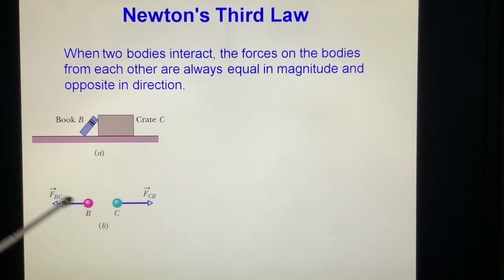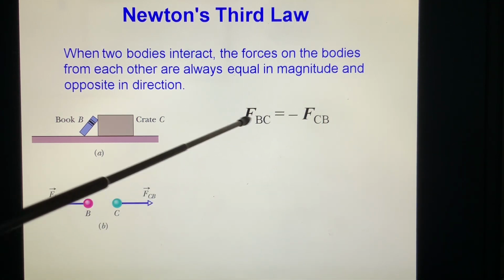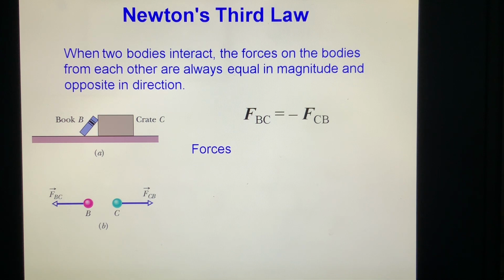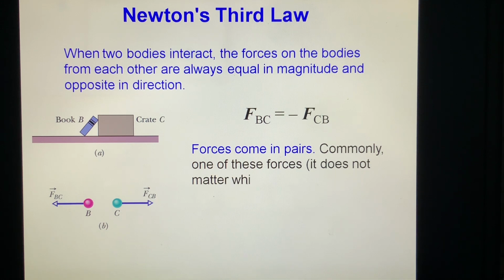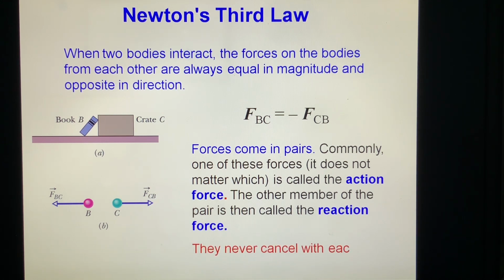They are equal and opposite, but they never cancel out. Why? Because they act on different objects, so they never cancel out. F_BC equals minus F_CB, as vectors, with opposite direction and equal magnitude. Forces come in pairs. Commonly, one of these forces, it doesn't matter which, is called the action force. The other member of the pair is then called the reaction force. They never cancel with each other.